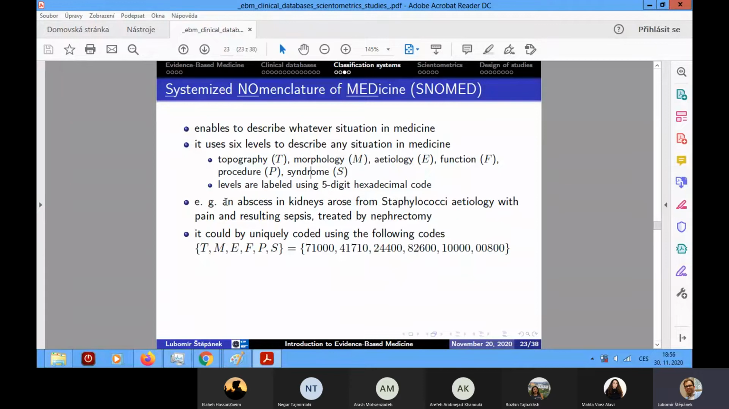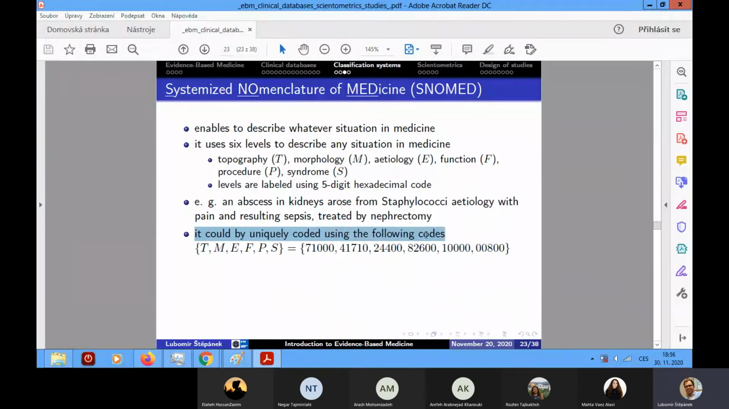For example, take an abscess in the kidneys arising from Staphylococcus etiology, with pain and resulting sepsis, and treated by nephrectomy. This sentence is a kind of story. Topography is the kidneys, morphology is abscess, and etiology is Staphylococcus infection. Function is that there was pain and resulting sepsis, so syndrome is also pain and resulting sepsis. And procedure is simply that it was treated by nephrectomy.